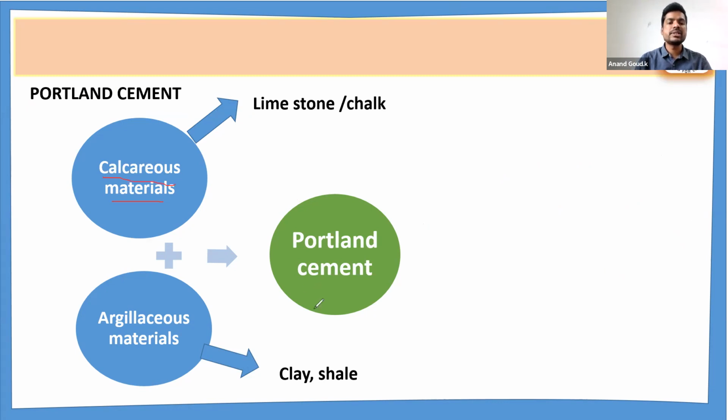Okay, so the first one is calcareous materials. This is one of the raw materials, and examples for calcareous materials are limestone or chalk. You have already heard about these stones in the engineering geology subject, right? In engineering geology, you have gone through the properties of limestone and sources of limestone and chalk.